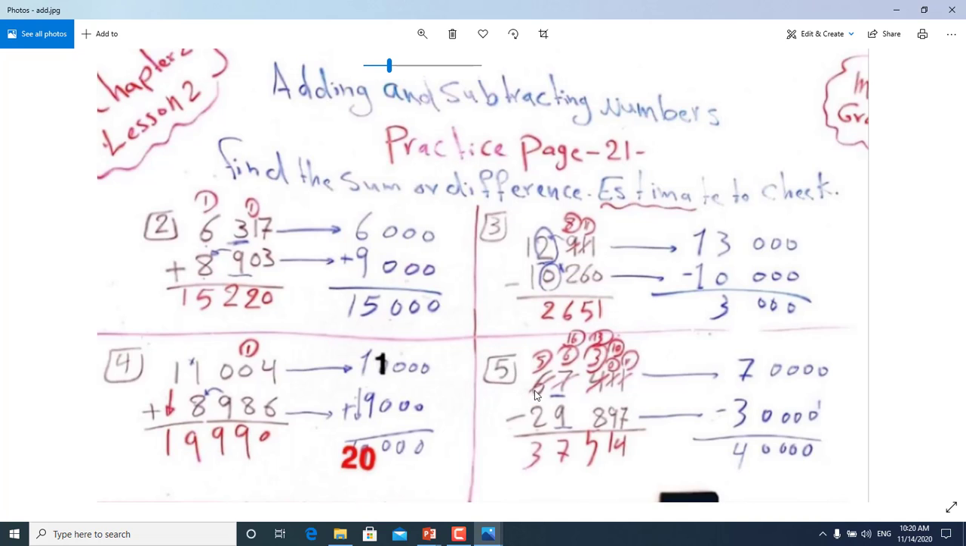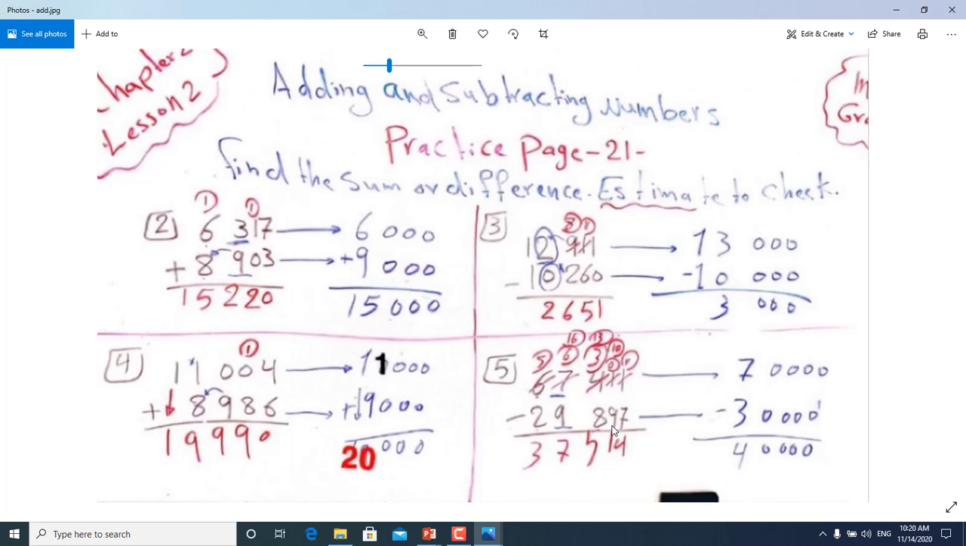From number 5, we have 67,411 minus 29,897. Let's subtract them. We will start at this side by ones, or you can say at right. So 1 minus 7, it's not enough because it's less than 7, so we can take 1 from the next digit. We break apart, and this one will be 0, this one will be 11. 11 minus 7, it is 4.